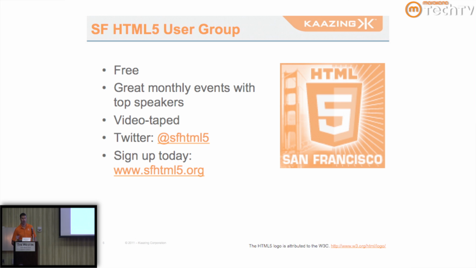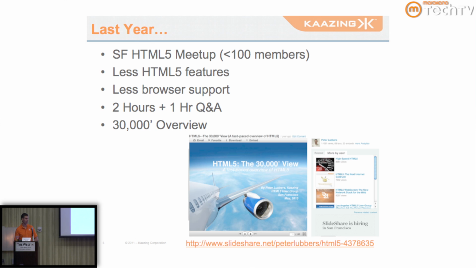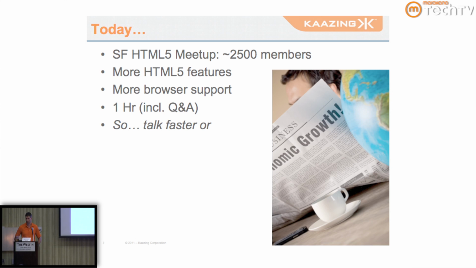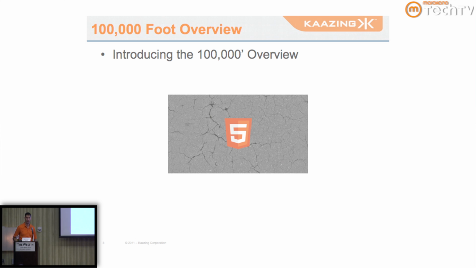So I have a little bit of a dilemma for this talk, in that about a year and a half ago, I did the initial talk for the HTML5 user group in San Francisco. We had very few members, and the talk lasted about 2.5 hours, then another hour of questions. Today I was asked to repeat that, and at the time there wasn't a lot of browser support for HTML5, and certainly not as many features as there are today. So today, the user group is up to 2,500 members. We have a lot more feature support. We have incredible browser uptake in the market, and I have 1 hour. So I can either start talking really fast, or I can give you the 100,000-foot overview, which is even more higher level and more distilled.